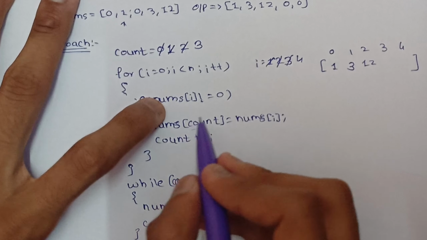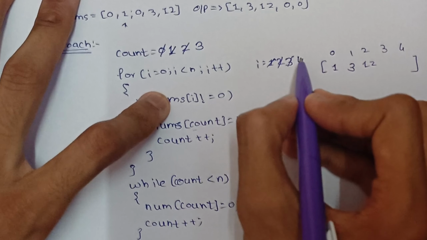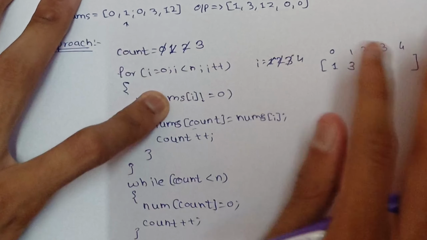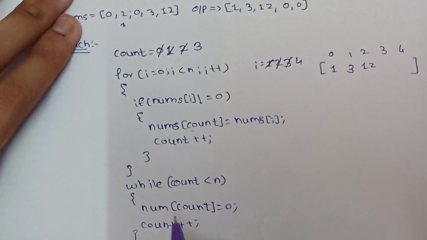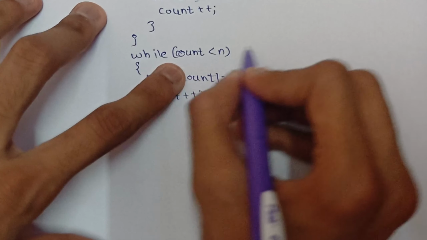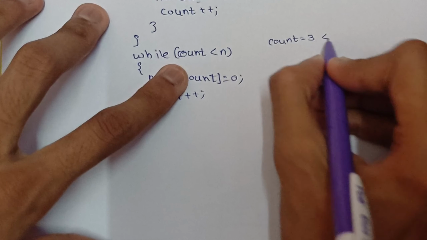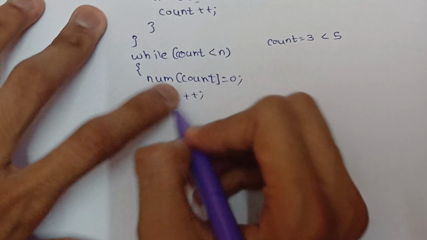Now count will be 3, then it will come up and check the index again. The for loop is completely done. So now we will come to the while loop. At the while loop, count is now 3, and 3 is less than 5. Okay, now it will run.